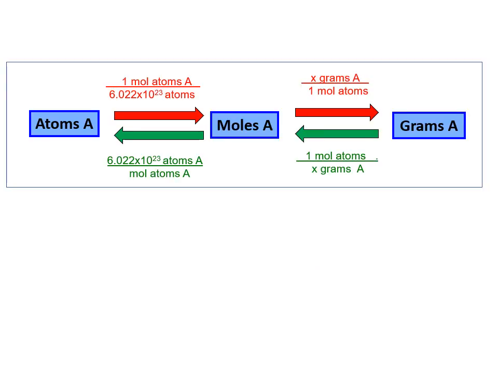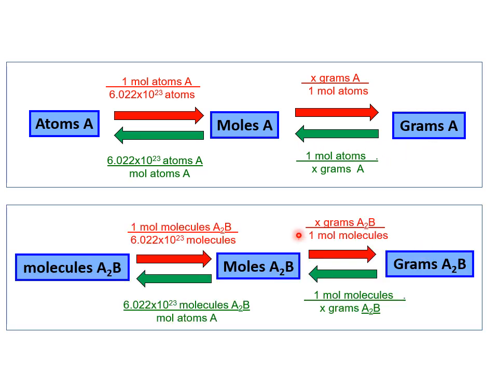Now, we've learned to use this roadmap for atoms, right? Converting atoms to moles to grams. We can actually use this same exact roadmap, instead of using atoms, using molecules or compounds. It's the same identical roadmap with the same numbers and conversion factors being used. So I can go from molecules of, in this case, A2B to moles of A2B to grams of A2B.